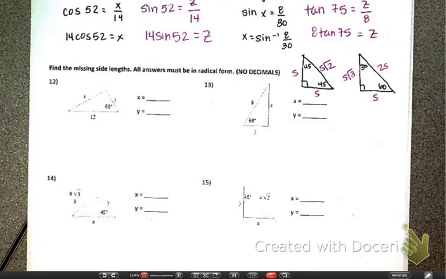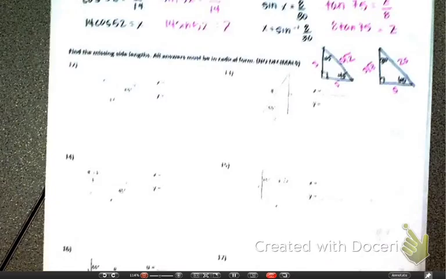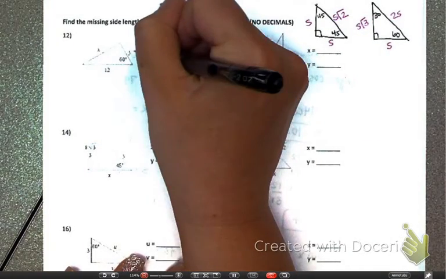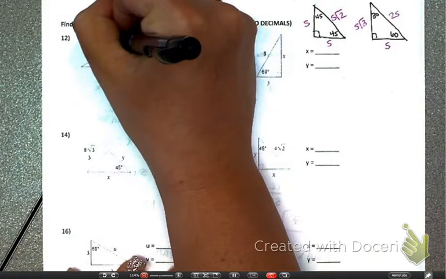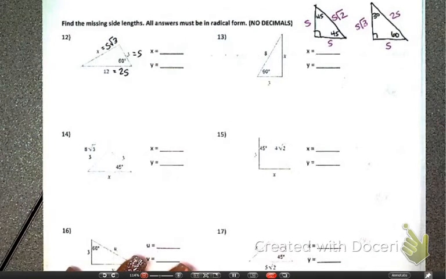Okay? All right. Now, you need to label. There's not a whole lot of work for these, which means you need to label the sides. If you just give me answers, you will not get credit for that. Okay, so here is your work. Across from 30 is S. Across from 60 is S radical 3. Across from 90 is 2S. Okay, that was step 1, which means that's what you need to show me. Step 2 was to solve for S. Where can I solve for S?